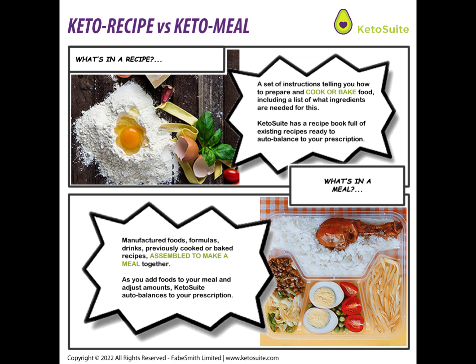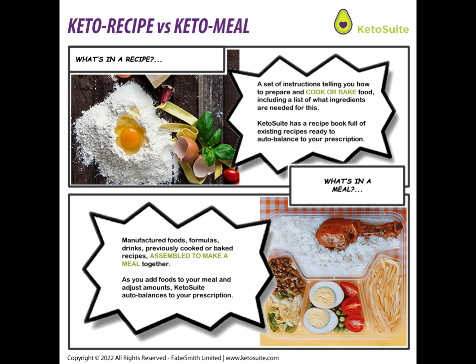In this video, we're going to be looking at the difference between a recipe and a meal and defining what they are. So a recipe is essentially something that you cook or bake. You process it. You take a set of instructions that tell you how to prepare it, and you take a list of what ingredients are required to make it, and you turn it into something that's cooked, or you turn it into something that's baked, either on the oven or in the oven.